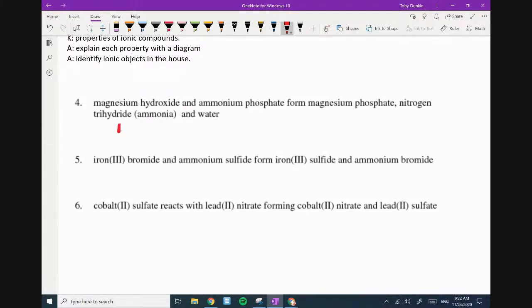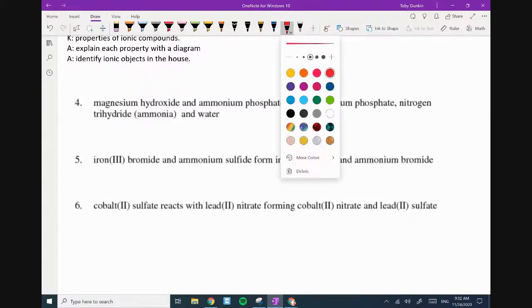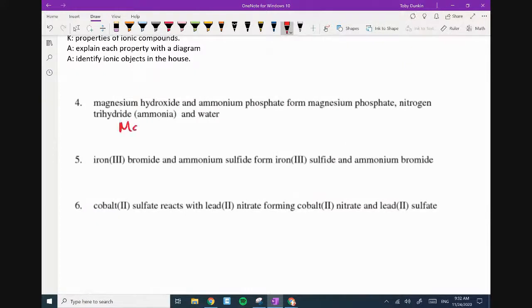Wow, much more challenging. So, I'm going to shrink my pen down. So Mg, magnesium hydroxide. I'm going to try and fit it in. It would have been better to have given myself some space. Magnesium hydroxide plus ammonium phosphate. This is simply testing your ability to know where things go in terms of reactants and products. Ammonium phosphate goes to magnesium phosphate.